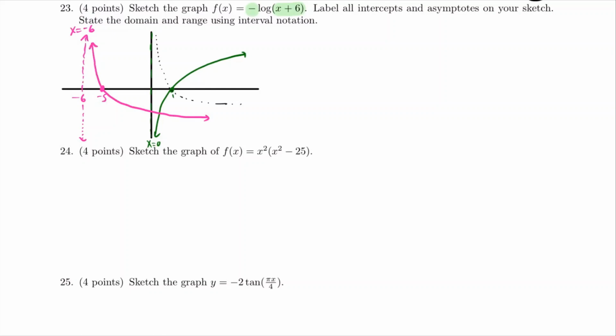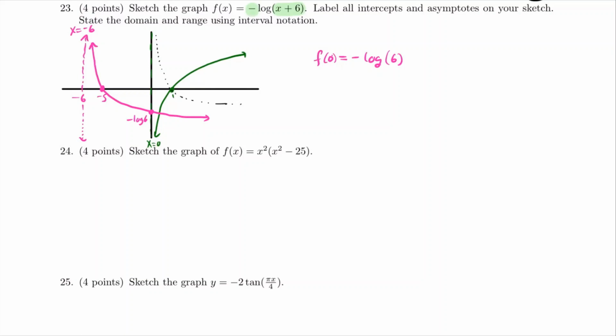And let's go ahead and find the y-intercept. So the y-intercept will be when x is 0. So f of 0 is going to be negative log of 0 plus 6, that's just 6. So this point is negative log of 6. You can leave it in logarithmic form since we're not using a calculator in this test.